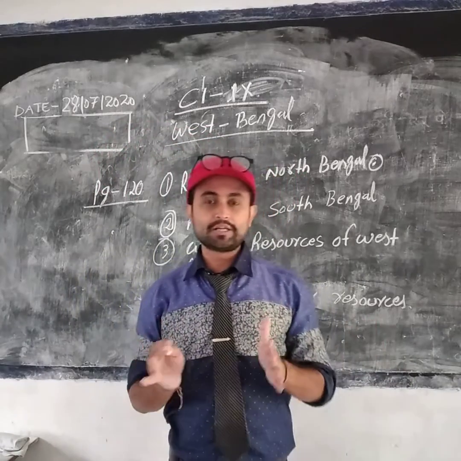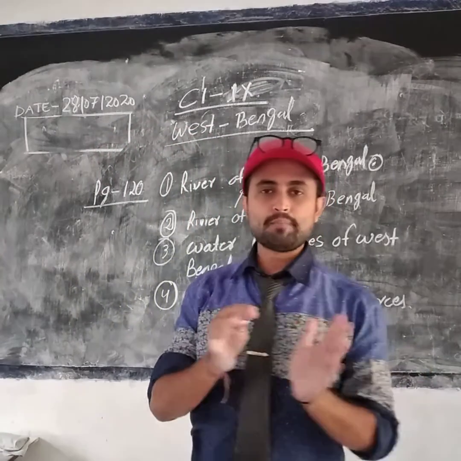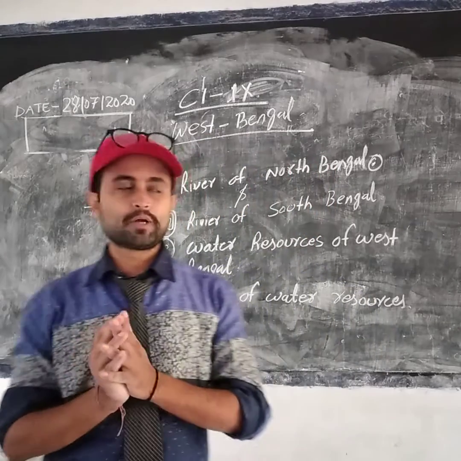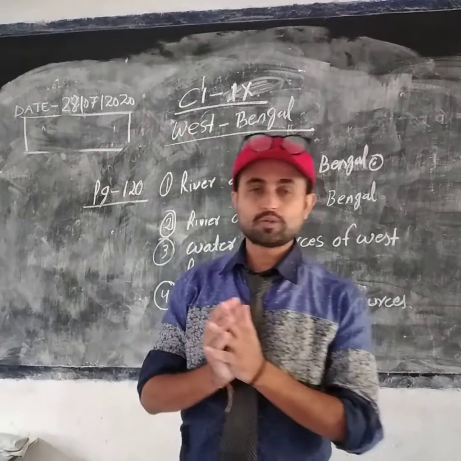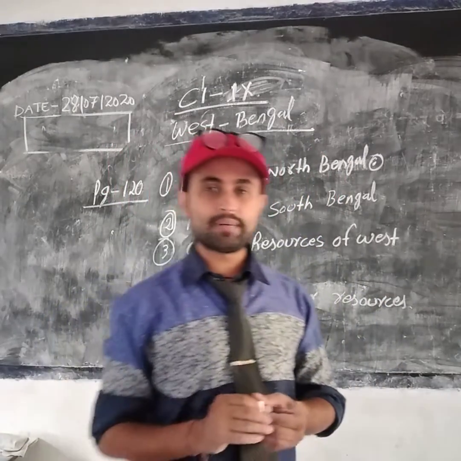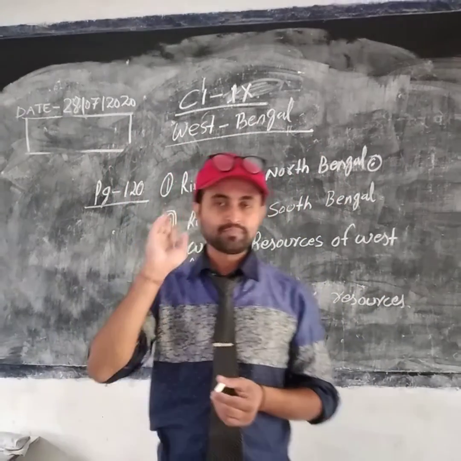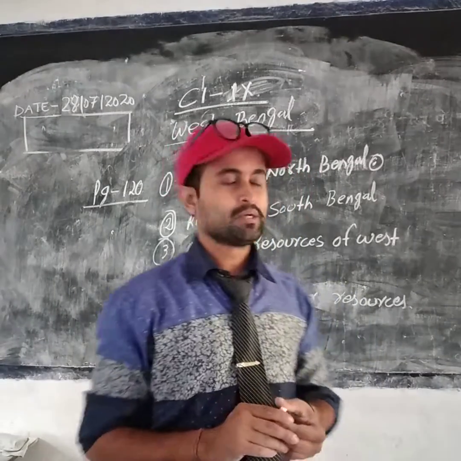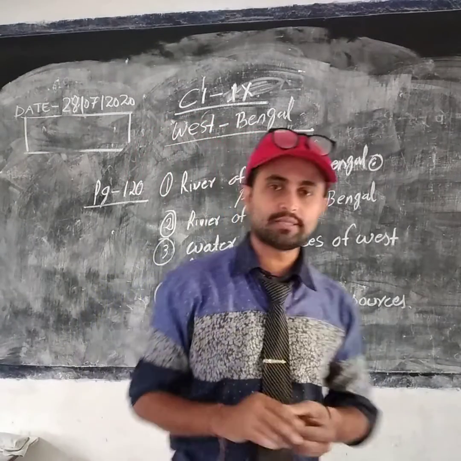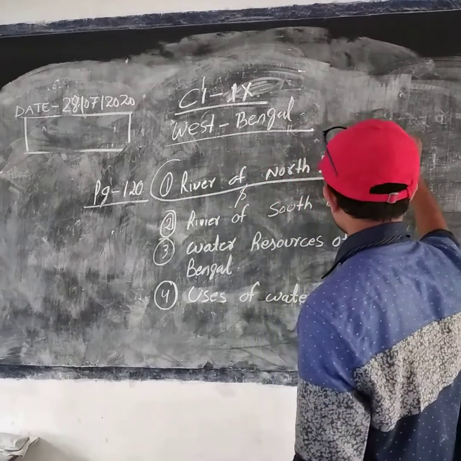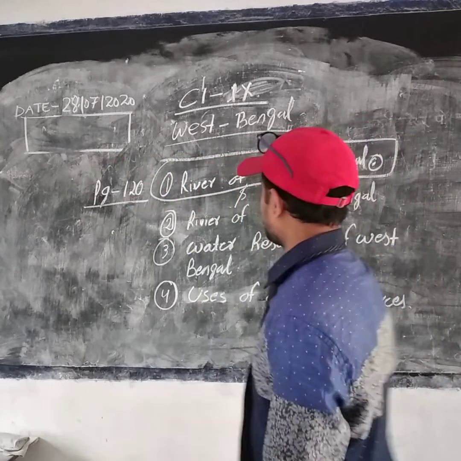North Bengal rivers always flow from mountainous to plain regions. That is number 2 point we got. Number 3 point we can write like this: the rivers flow in southward directions. These 3 points we are going to write for the question, rivers of North Bengal.